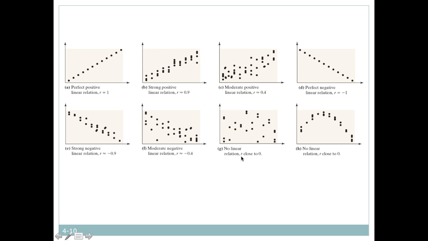Now, if we take a look at G, this one is going to have an r that's very close to 0. There's no linear relation, and there's really kind of no pattern that we can discern from these. But if we take a look over here, this one also has an r that's going to be close to 0, and we would say that there is no linear relation, but there's definitely some kind of relationship between our explanatory and our response variables.